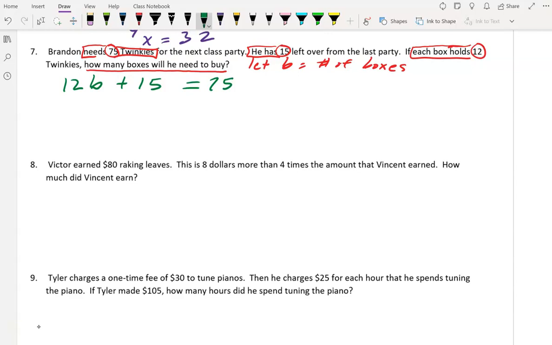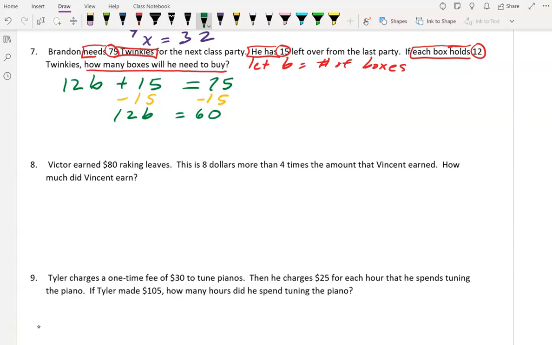All right, so now we undo the addition of 15 by subtracting 15 from both sides of our equation. And when we do that, we end up with 12B on this side, and 75 minus 15 is 60.